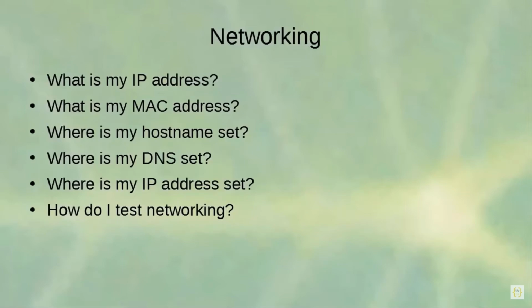Where is the IP address set? Well, it depends on how it's loaded, but the configuration scripts for the IP address are in the etc directory, and it's in the sysconfig network scripts directory. And there is usually a file called ifcfg dash and then your interface name. So ifcfg-ens32 or ifcfg-lo for the local loopback. And so you just go in there and look at that.